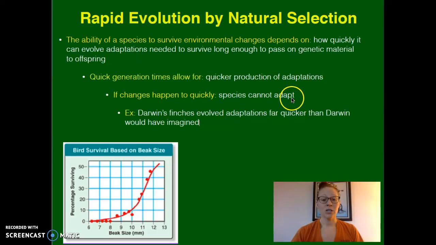If changes cannot happen quickly, then species cannot adapt. And so this is the case we see right now with climate change. Our global climate is not going to reach temperatures that the Earth has never been to before. The problem that we're seeing is that it's getting there faster. The temperatures are increasing faster than species can adapt to. And so therein lies our problem. And so some species are going to be able to adapt quickly and some won't.